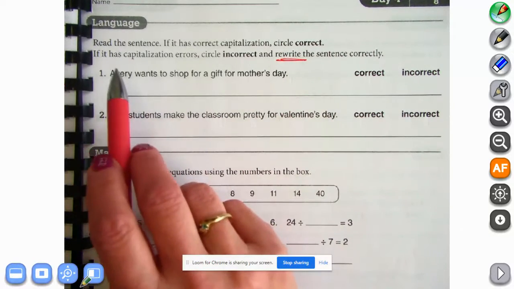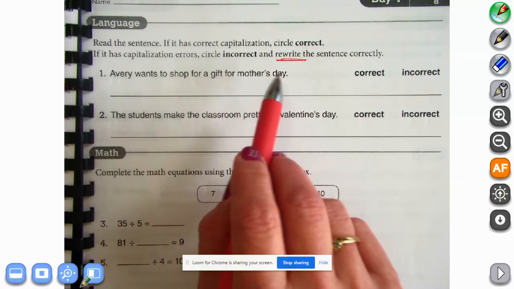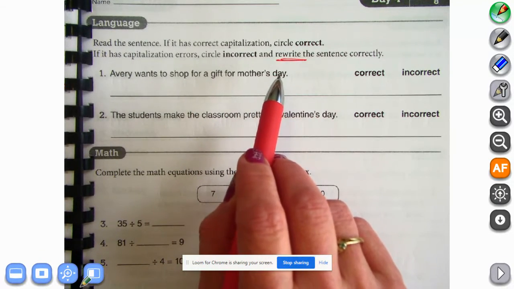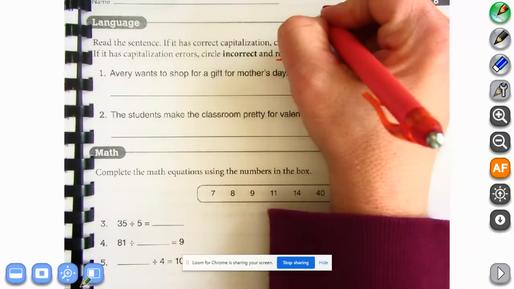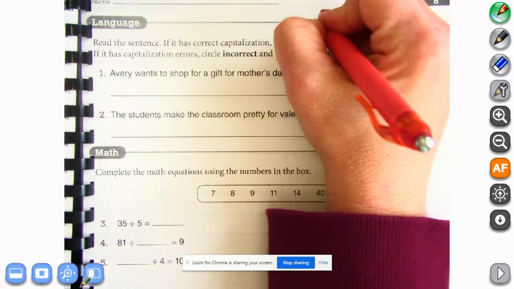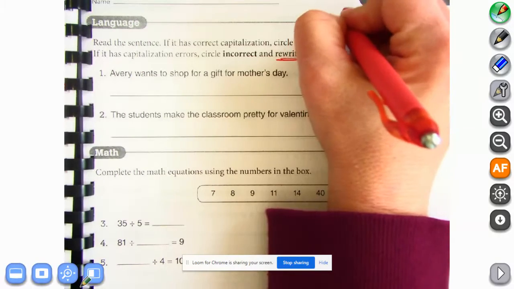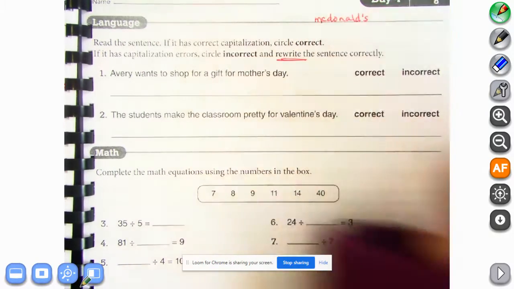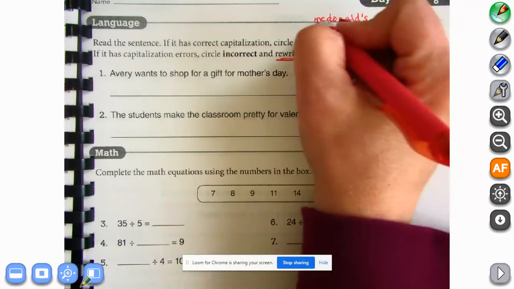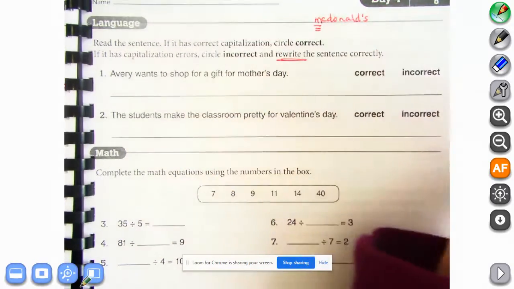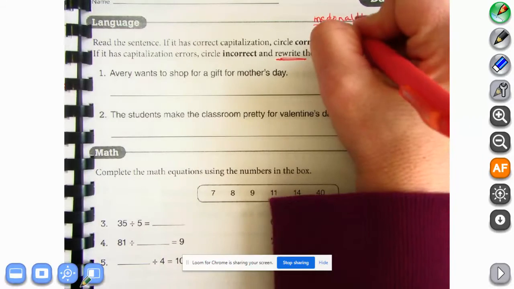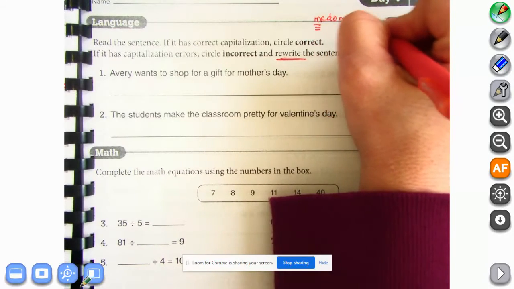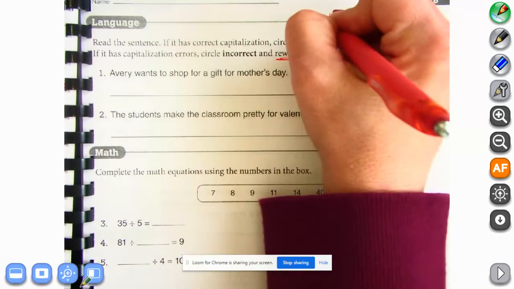And what I usually do is I mark up here with those three little lines. So if I have McDonald's written down in lowercase letters, that's wrong because it's a proper noun. So I underline it 3 times so I know to rewrite it correctly as McDonald's. Yeah, both of those should be capitalized.